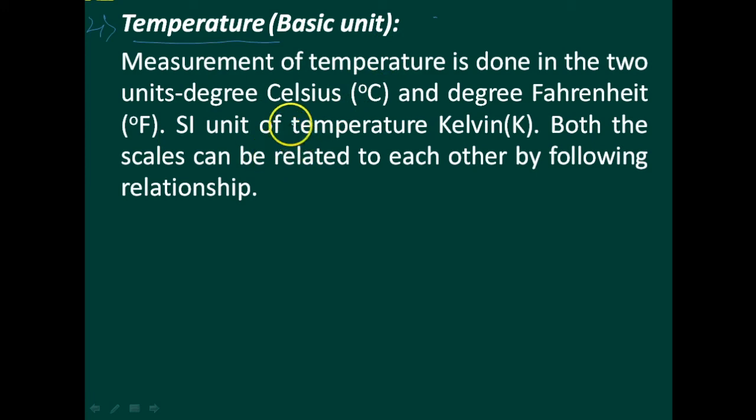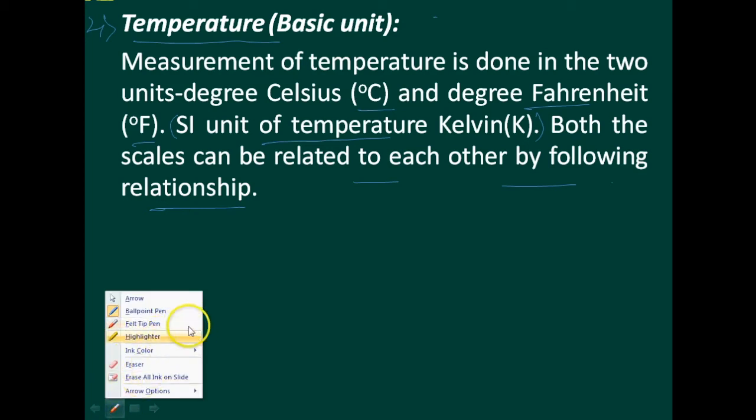Okay, so measurement of temperature is done in two units, that is degree Celsius and degree Fahrenheit. The SI unit of temperature is Kelvin. Both scales can be related to each other by the following relationship. Now I will explain the relationship.